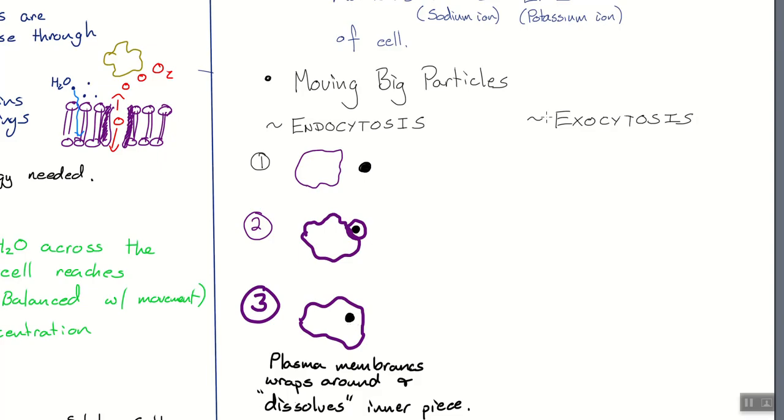Okay, what if I wanted to exit? Instead of going 1, 2, 3, what would I do? 3, 2, 1. Exactly. 3 to 2 to 1 based on this picture. We just reverse the process. Circles inside, pushes it out, does this, and then dissolves that outer layer, and now you have something outside the cell. Cool. That is what I have for 7.3.